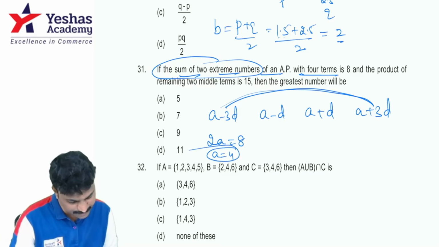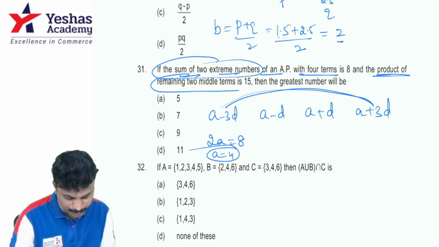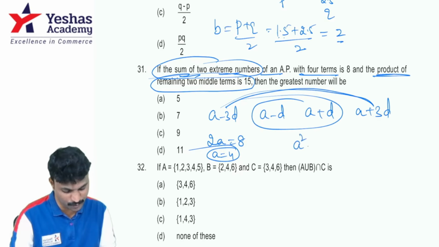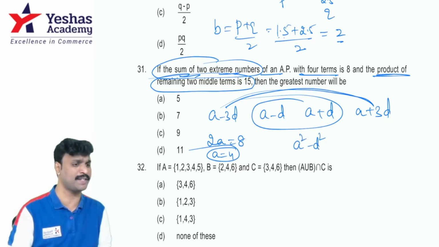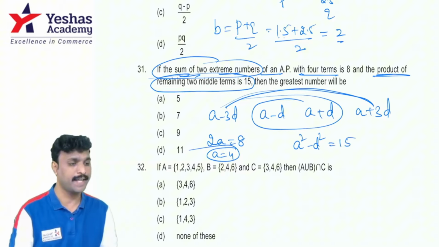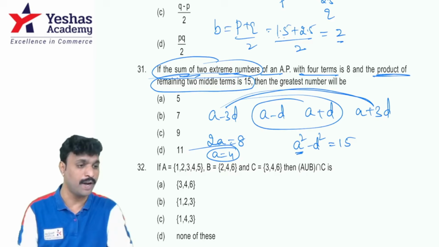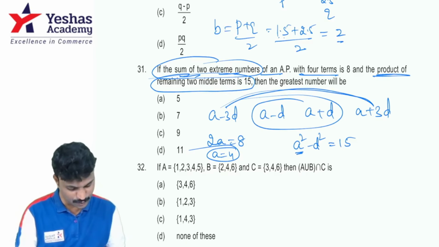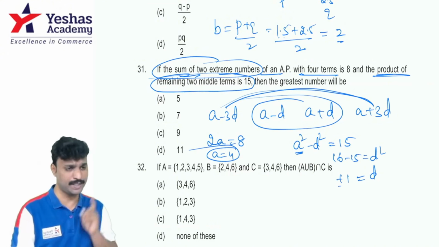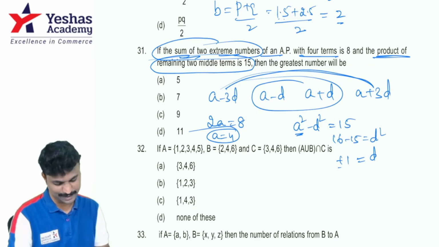Now what else have they said? The product of the remaining 2 middle terms is 15. That means the product of these 2, A plus D into A minus D, which is A square minus D square, which is nothing but 15. Guys, I know the A value. A value is 4. 4 square is 16. So 16 minus 15 is equal to D square. So D value is plus or minus 1. Let me take D value as 1 and find out the sequence.